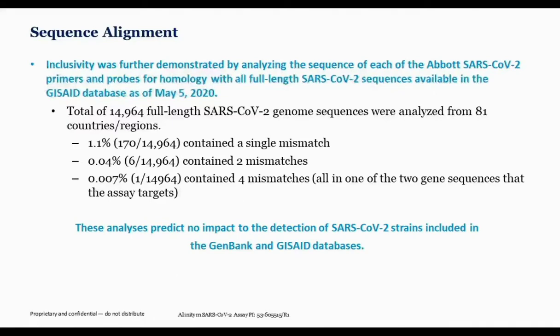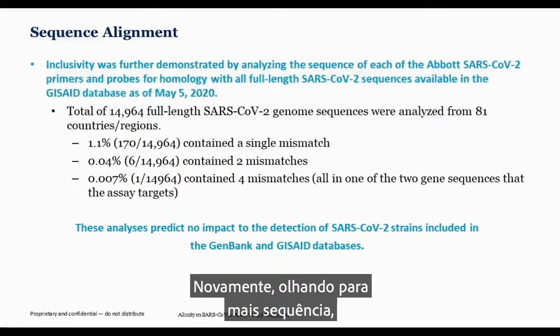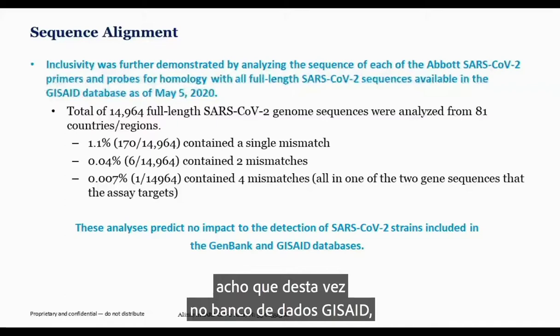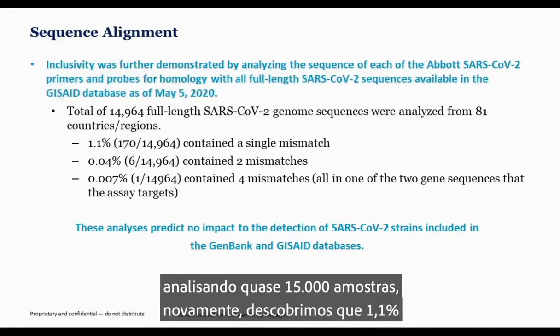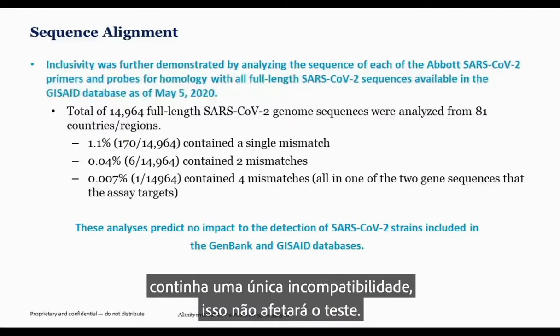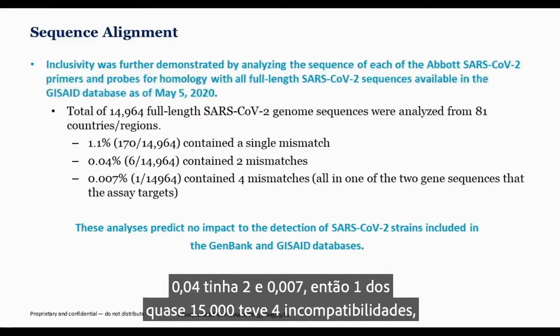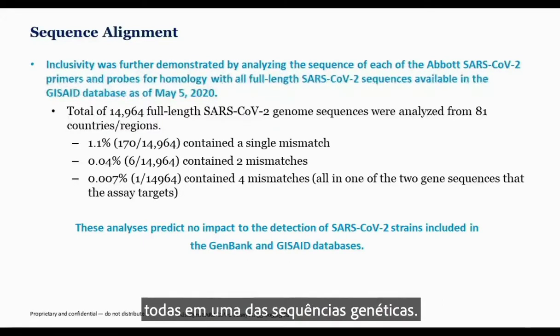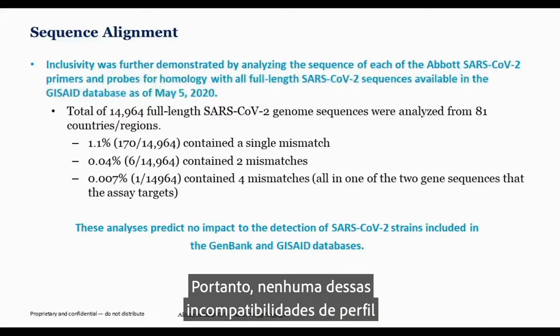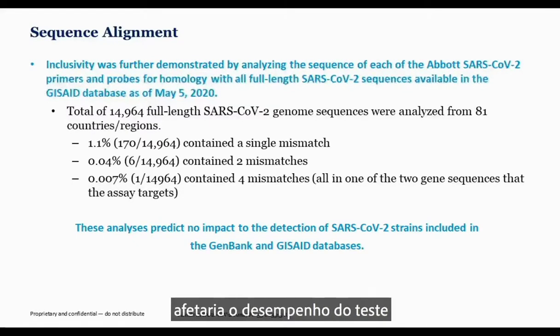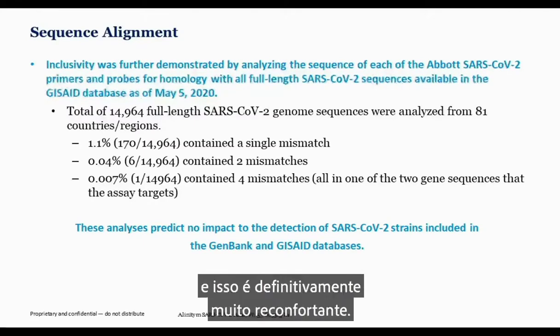Again, looking at more sequence, this time from the GISAID database, looking at almost 15,000 samples, we found 1.1% contained a single mismatch. This won't impact the test. 0.4% had 2, and 0.007%, so 1 out of the almost 15,000, had 4 mismatches, all in one of the gene sequences. So none of these mismatches or profiles would impact the performance of the test. And that is definitely very reassuring.